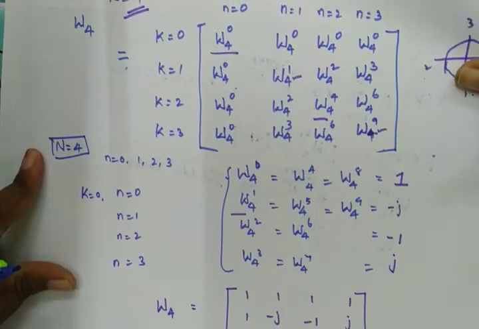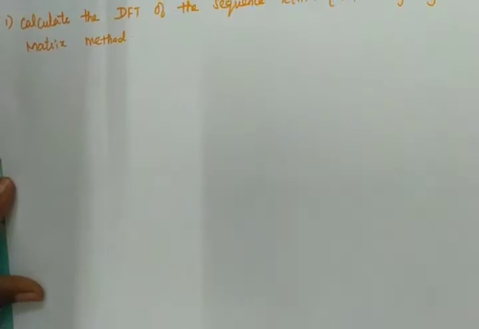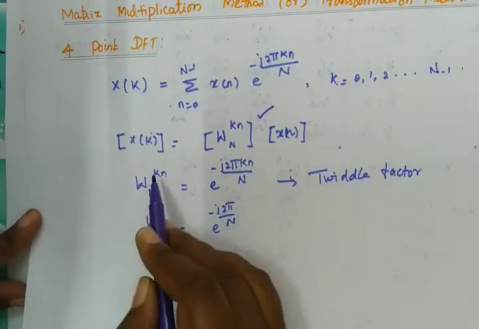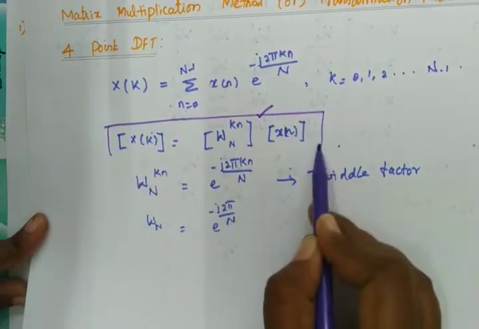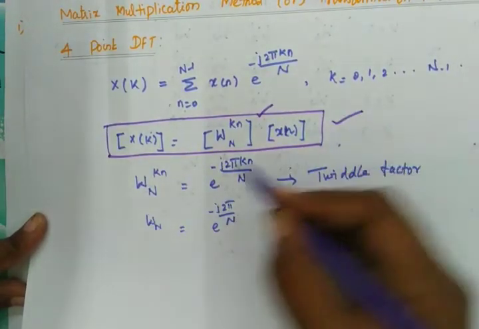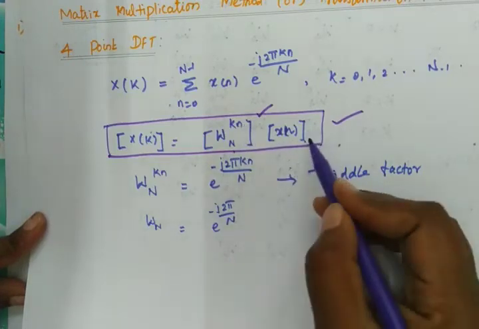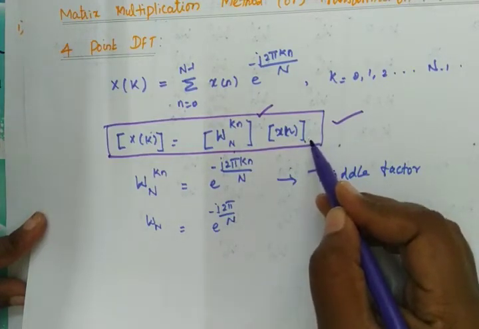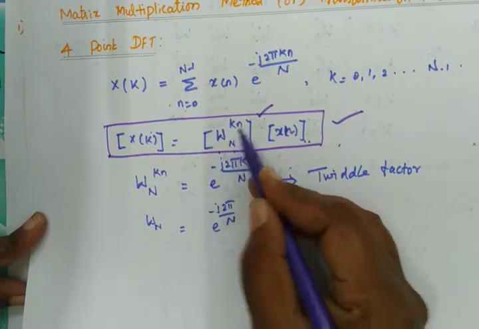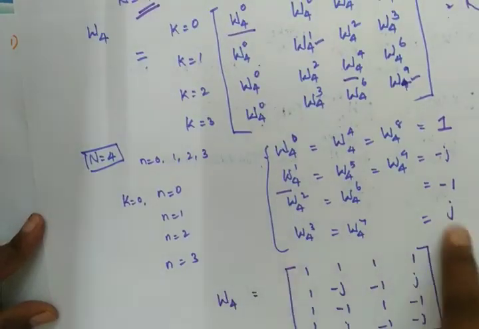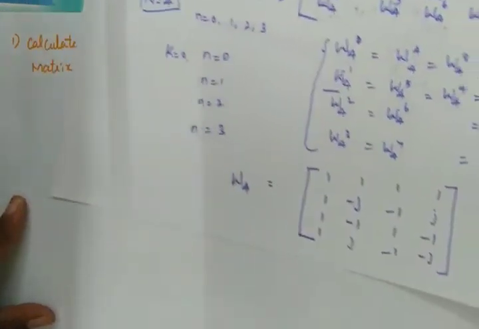We know the matrix Wn power kn. Now what we have to do for finding 4-point DFT using matrix method, we must use X of k, which is equal to Wn power kn into x of n. This will be our question, the values which are present in the question, and Wn power kn, just now we found the value for that. Now let us move on to the problem.